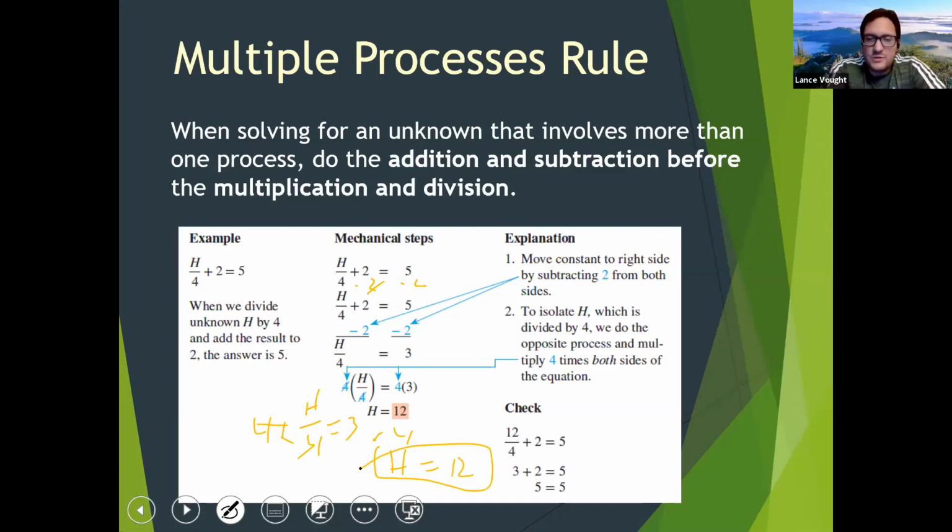So again, you subtracted 2 from both sides. You got 3. H over 4 is really 1/4 times h. So you multiply times 4 to make it 1h, and then you have to multiply the other side for equality purposes. You get 3 times 4, you get 12.